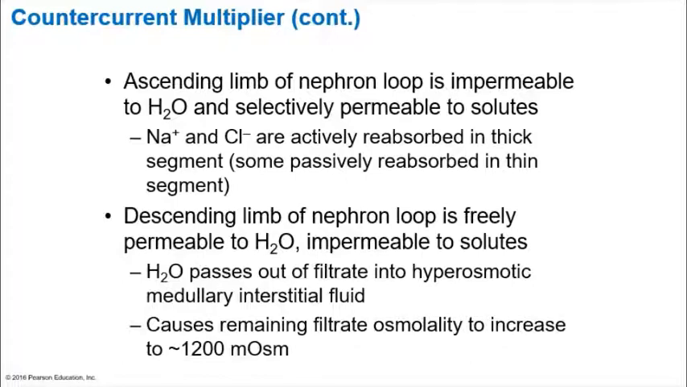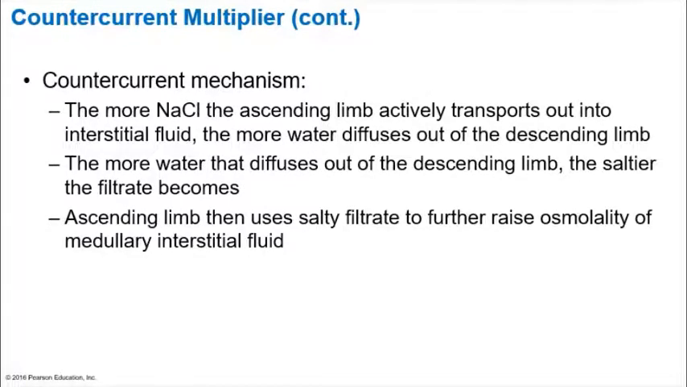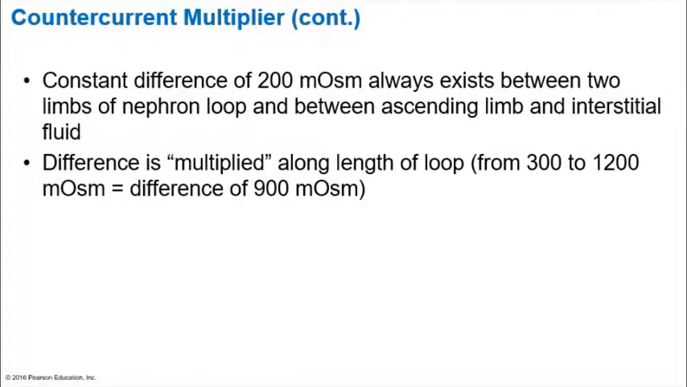Every time the ascending limb drops sodium into the interstitial fluid, that concentrates it. So some water, as it's getting reabsorbed, will stay in the interstitial fluid too, because it's attracted via osmosis. And they'll kind of fight each other, where the ascending limb will make the filtrate salty and the descending limb will try to dilute it. And this is happening throughout the nephron loop. And it turns out, as you go through the nephron loop, this difference gets multiplied. It happens over and over again.